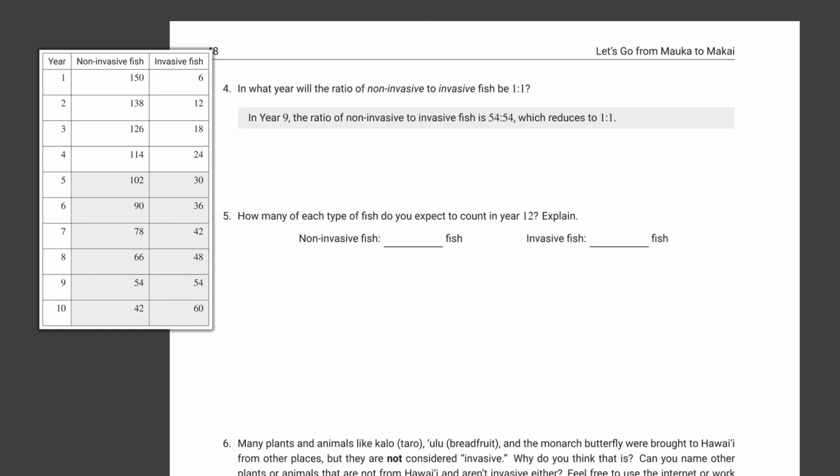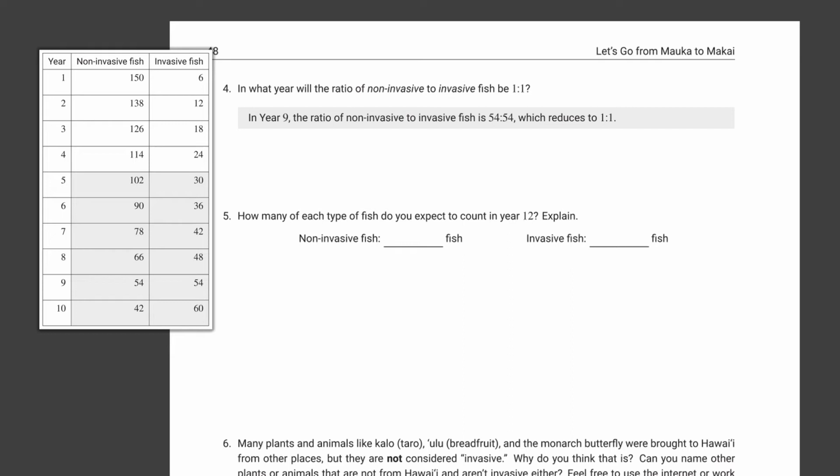As we can see, in Year 9, the ratio of non-invasive fish to invasive fish is 54 to 54, which reduces to an equivalent ratio of 1 to 1. Part 5 asks us to predict the number of non-invasive and invasive fish that would be present in year 12.